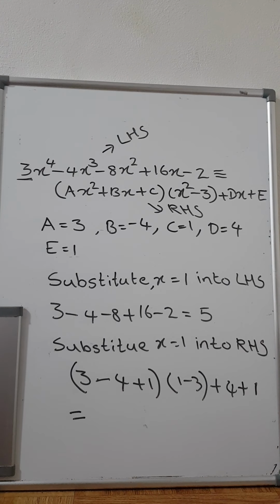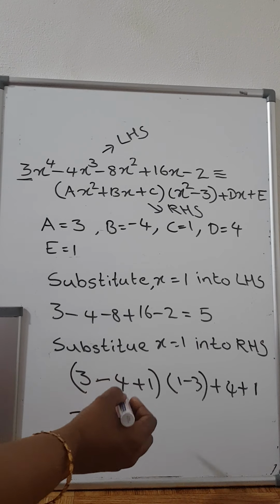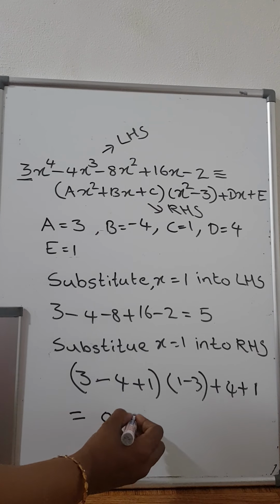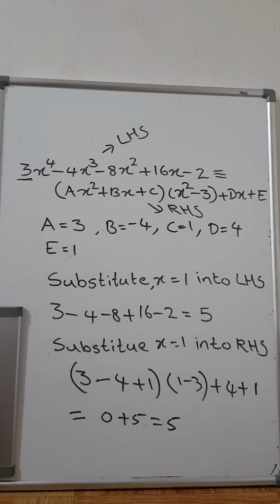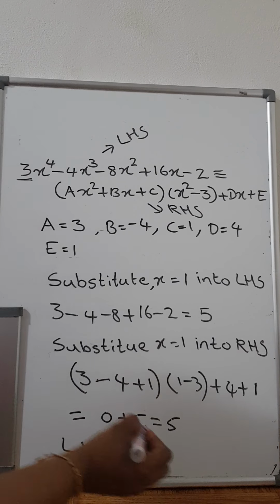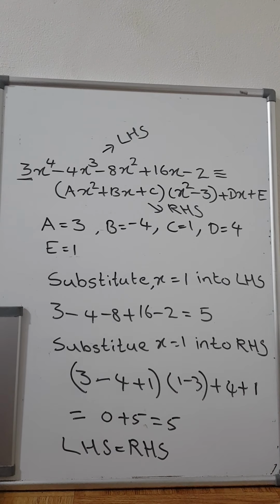Now let's see how much is the right hand side. 3 minus 4 plus 1 is 0. 0 times 1 minus 3 is 0. Plus 5. Now you see, left hand side is 5, right hand side is also 5. LHS is 5, RHS is also 5. So LHS is equal to RHS. Since LHS is equal to RHS, our identity is correct. So the values you have found for the unknowns are also correct.